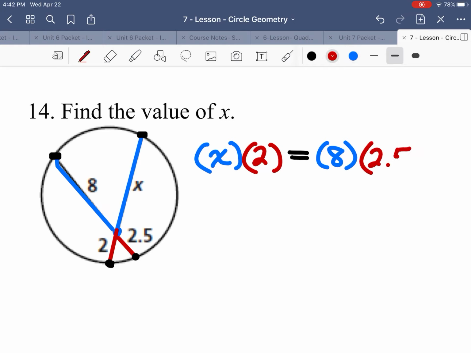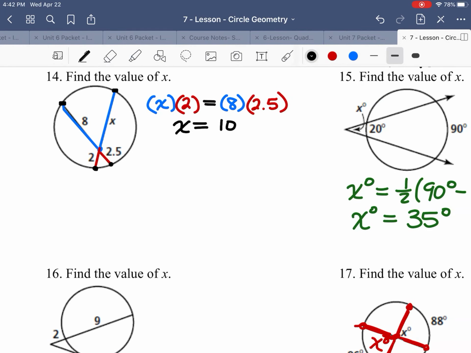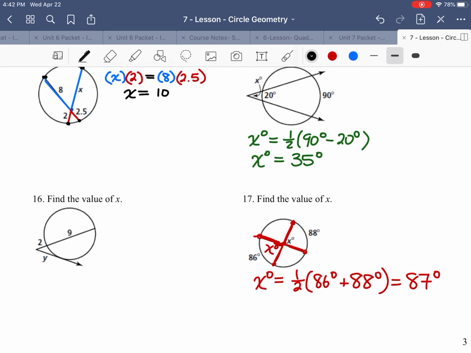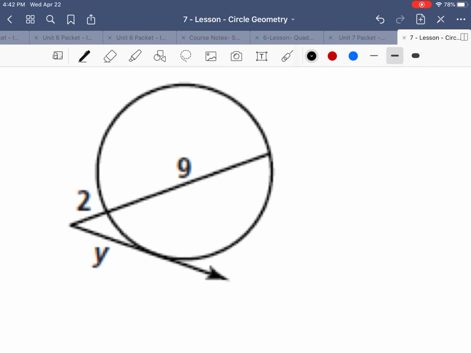All right, so 8 times 2.5. All right, I'm just going to divide out the 4 immediately. Well, you just do it all in one shot, I guess. So x would be equal to, what was it, 10? 8 times 2.5, yeah, divided by 2 is going to give you a 10. All right, so that one's definitely not bad. 16 is definitely the weirdest looking one, but it's actually not terrible either.